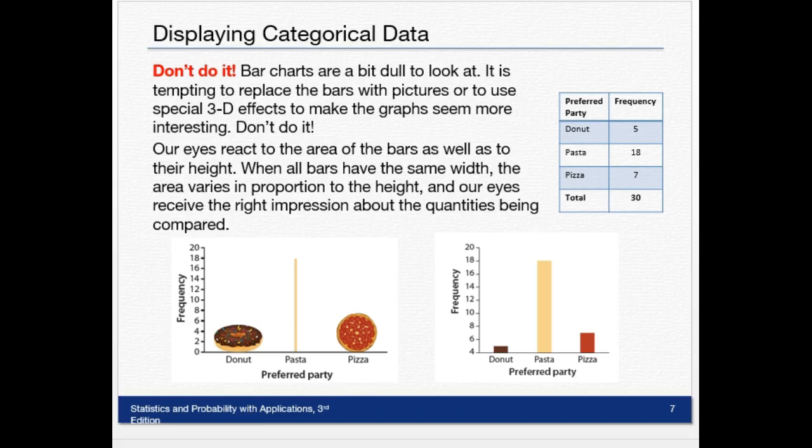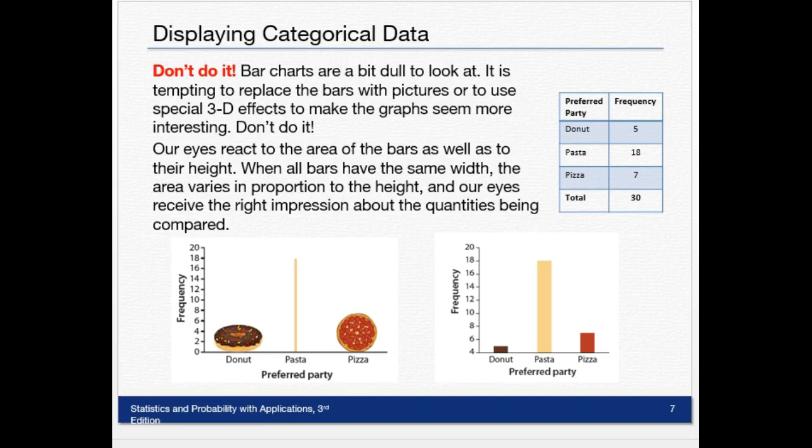Here's why. Our eyes react to the area of the bars as well as to their height. When all the bars are the same width, the area varies in proportion to the height, and our eyes receive the right impression about the quantities being compared. But if they're not the same width, then our eyes play tricks on us.